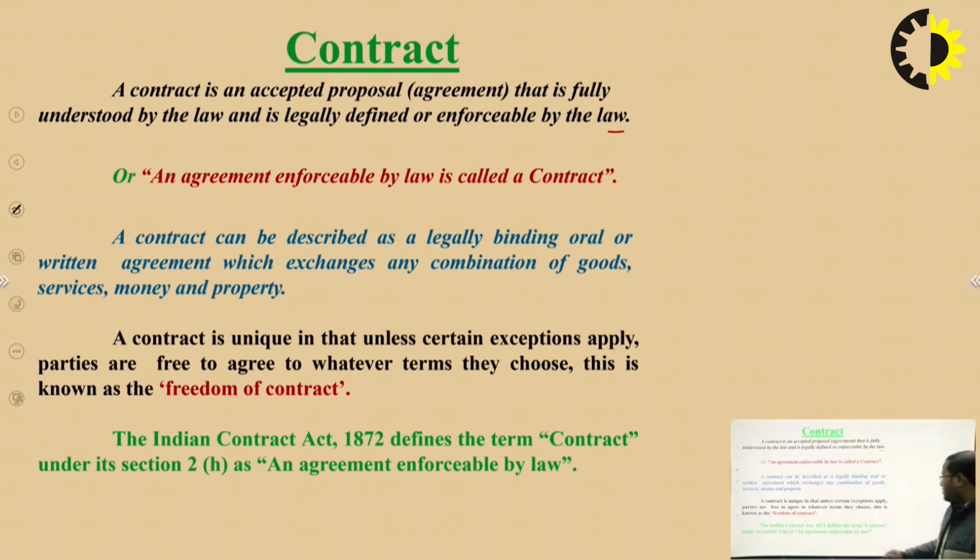The Indian Contract Act, 1872 defines the term contract under its section 2(h) as an agreement enforceable by law is known as the contract.